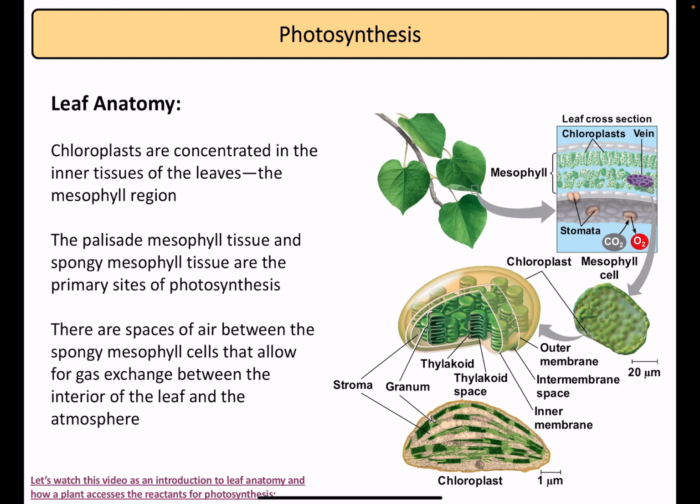All right, so we've already said this, but I'll say it again. It's the palisade mesophyll cells near the top of the leaf. This is where the majority of photosynthesis is going to occur. And it's within these cells that you can find the greatest numbers of chloroplasts, which is the organelle where photosynthesis occurs.